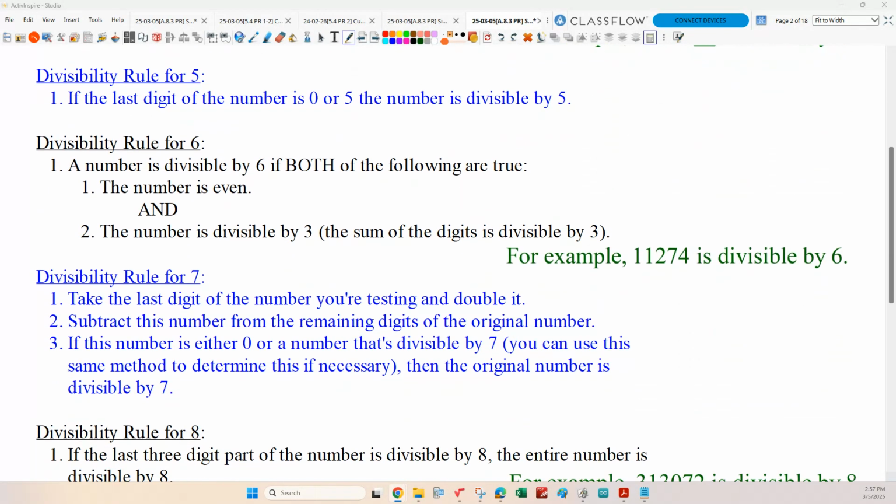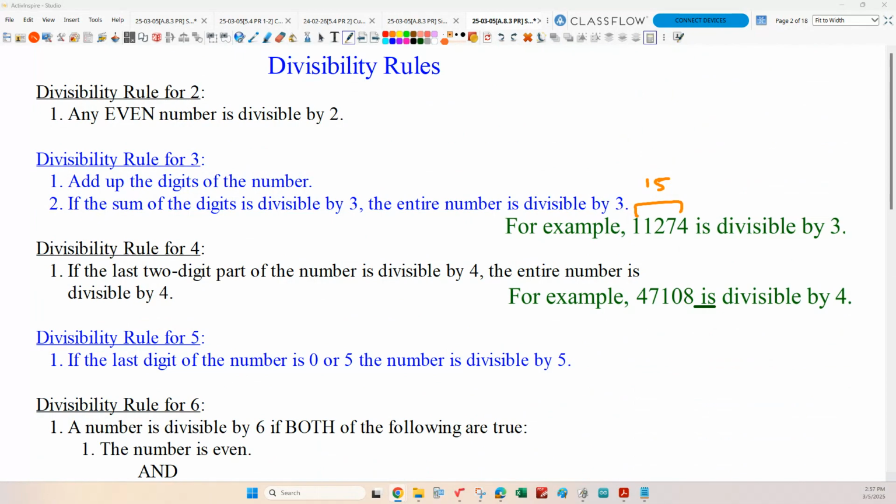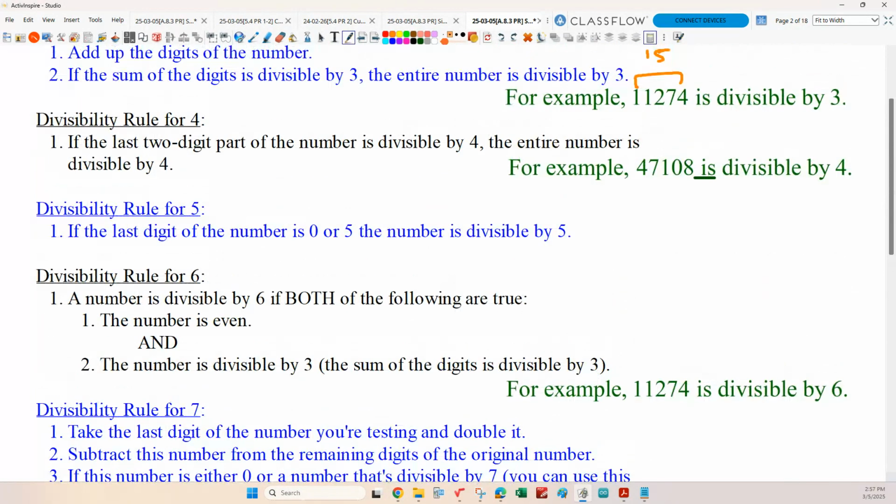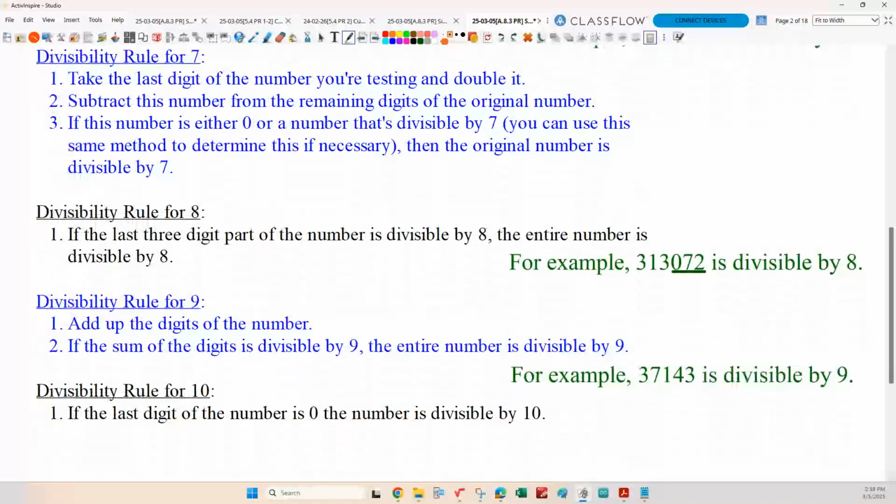Okay. How do you know if a number is divisible by 6? Well, if it meets both of those rules. If it's divisible by 2 and divisible by 3, then it's divisible by 6. So a number is divisible by 6 if the sum of its digits is divisible by 3 and it's even. Okay, make sense?